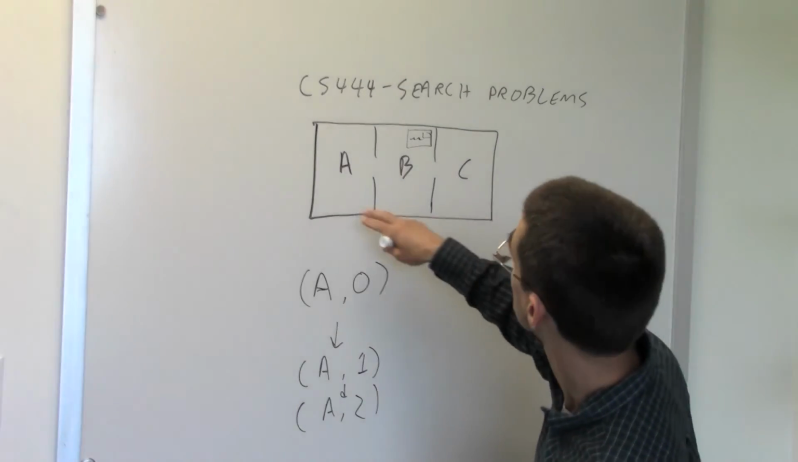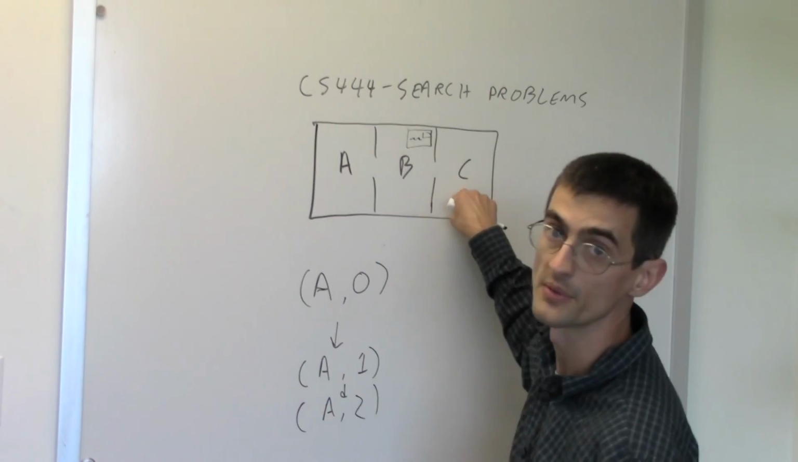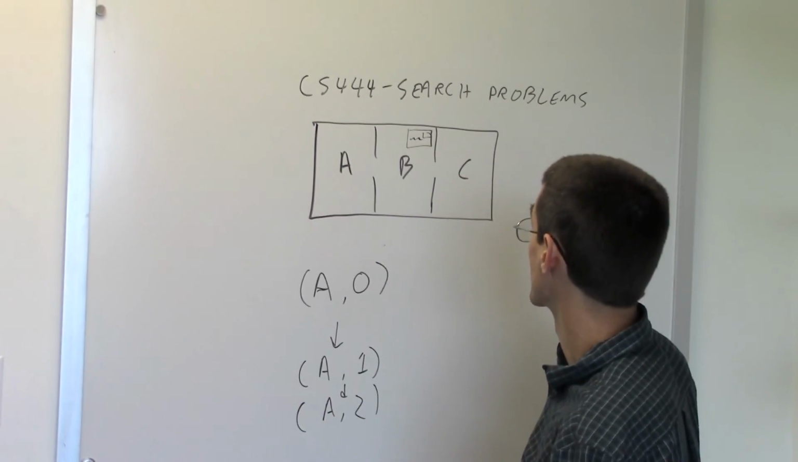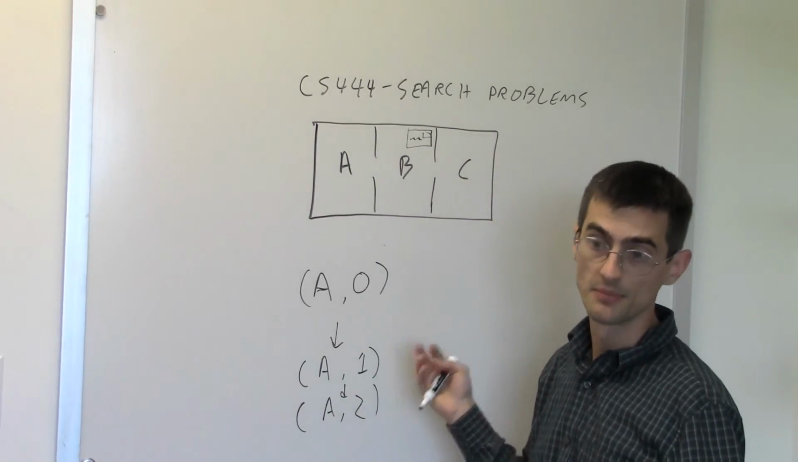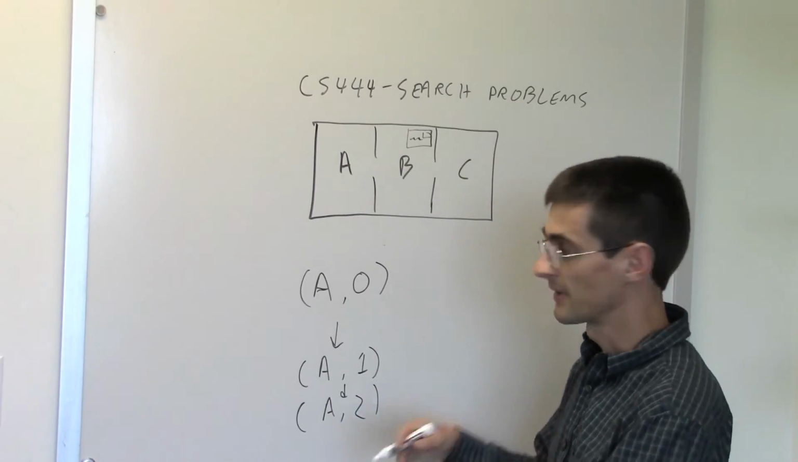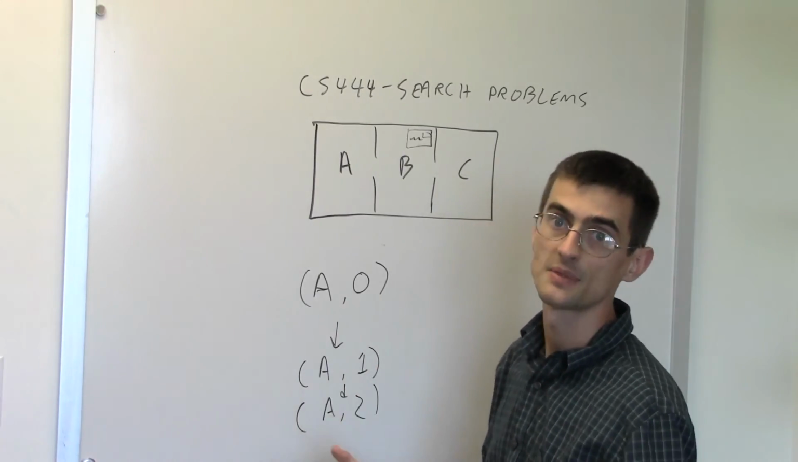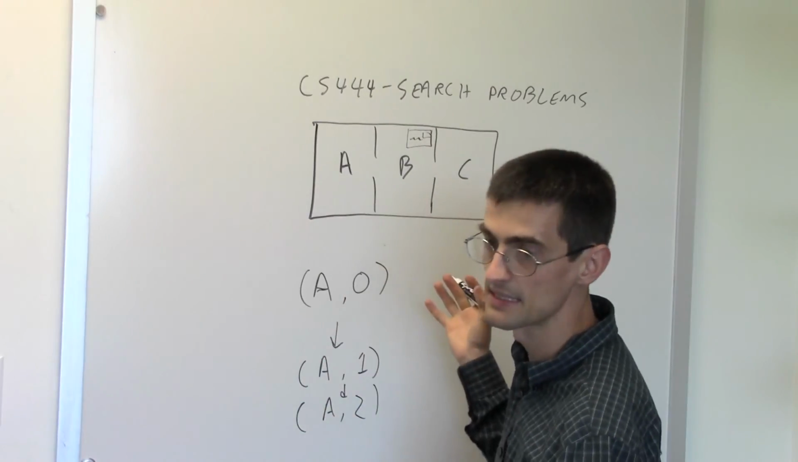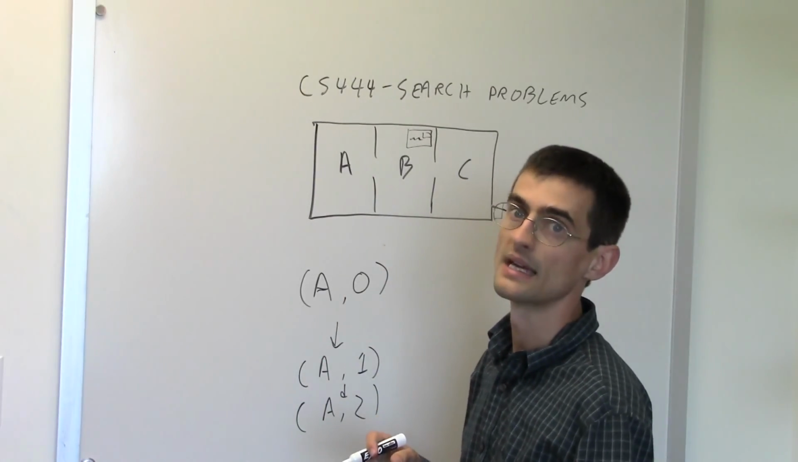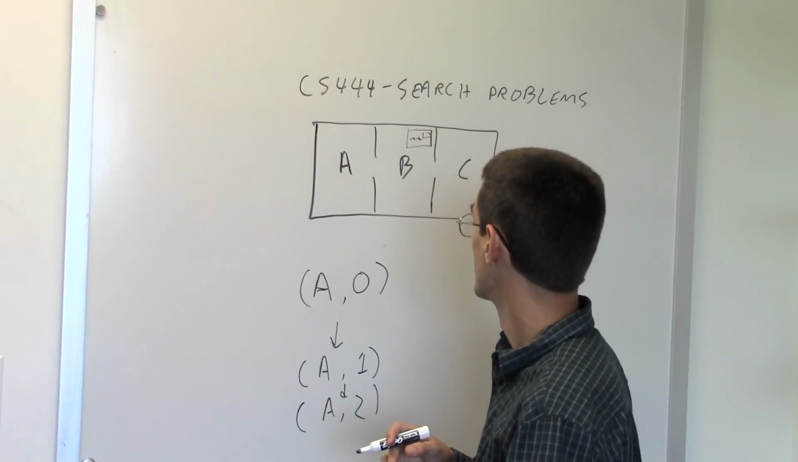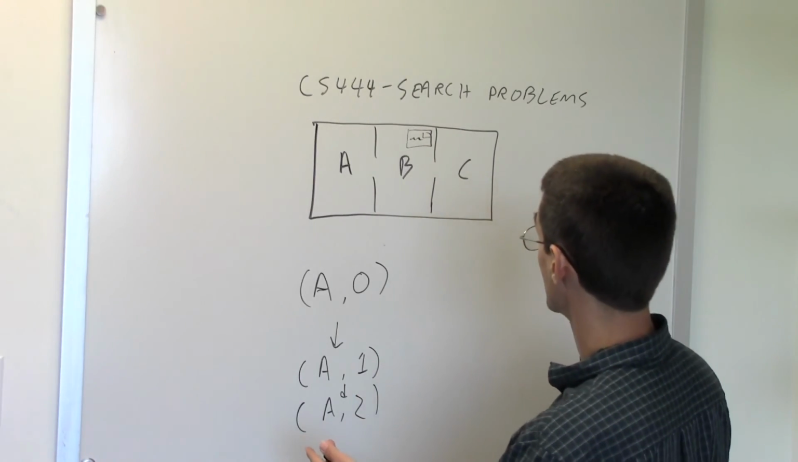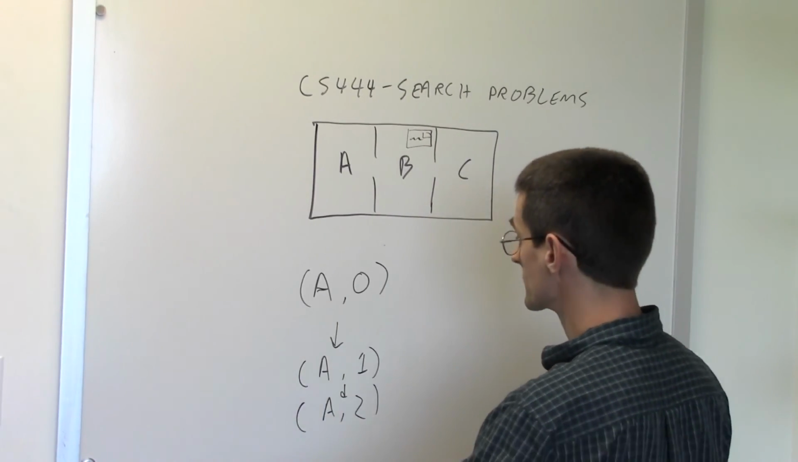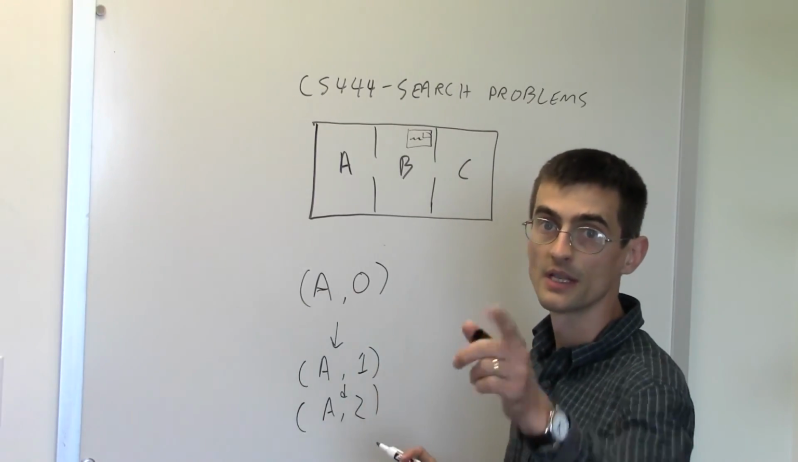So maybe his goal is to pick up at least 5 quarters and end up in room C. So there would be no reason for him to pick up more than 5 quarters, but there's nothing in the description of the problem that stops him from doing that. That's just not going to turn out to be the optimal solution. So it's an infinite state space, even though the size of the answer is finite. Okay, so again, we now know how to encode these problems. We have no idea how to solve them. That's where we're going next.